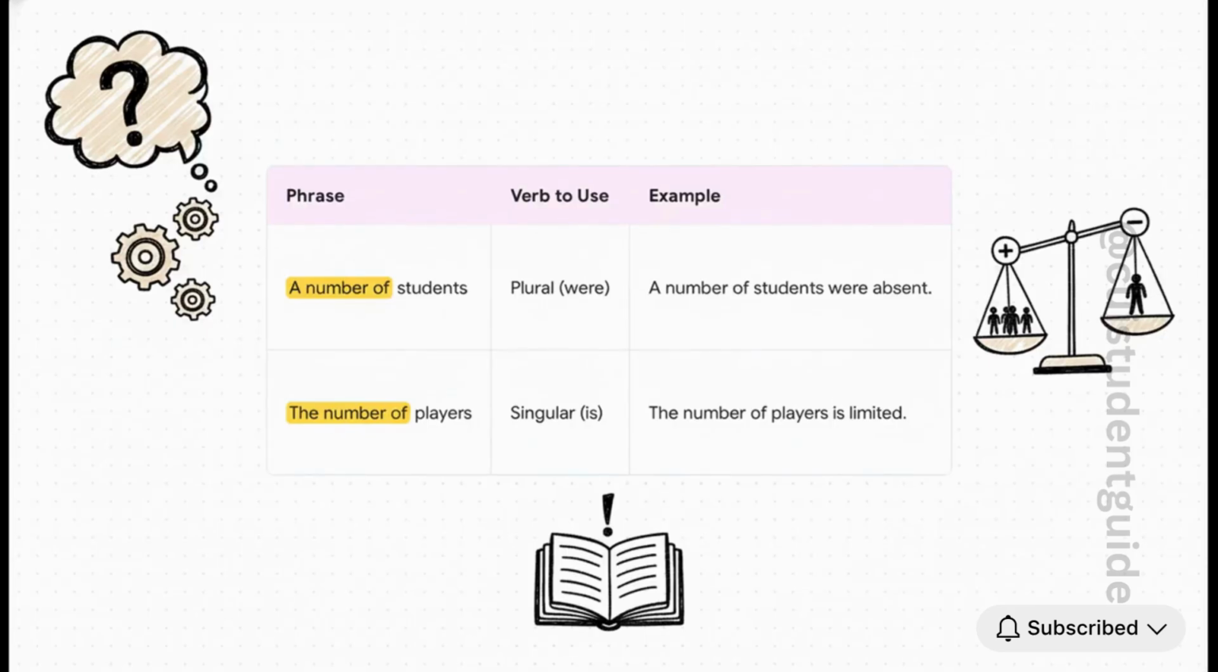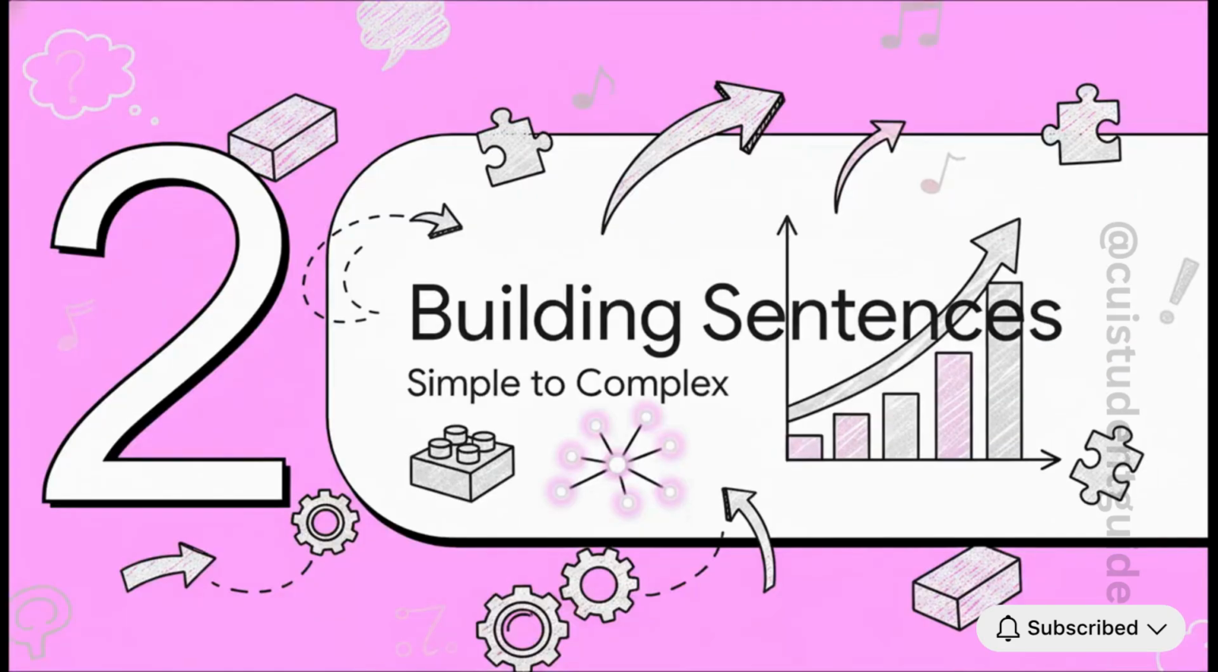Now, here's another tricky area that examiners just love to test: subject-verb agreement. Check this out. When you say "a number of," you treat it as plural, so you use "were." But when you say "the number of," you're talking about a single specific quantity, so it's singular, and you use "is." Nailing this little difference, that's going to make your writing look so much sharper. So, we've got our grammar tools sorted. Now let's actually put them to work and start building sentences that really show off your skills, taking you from the simple stuff all the way to the complex.